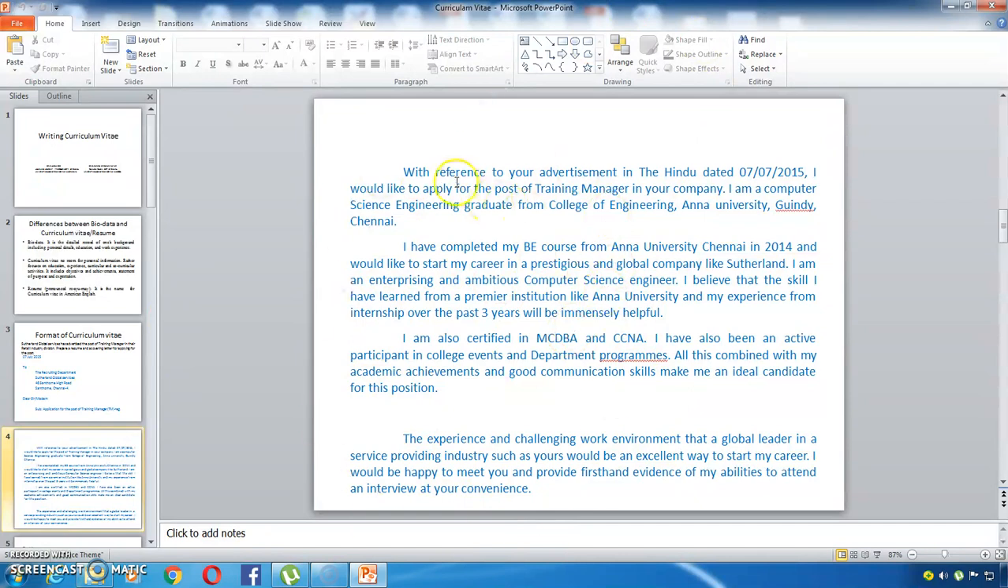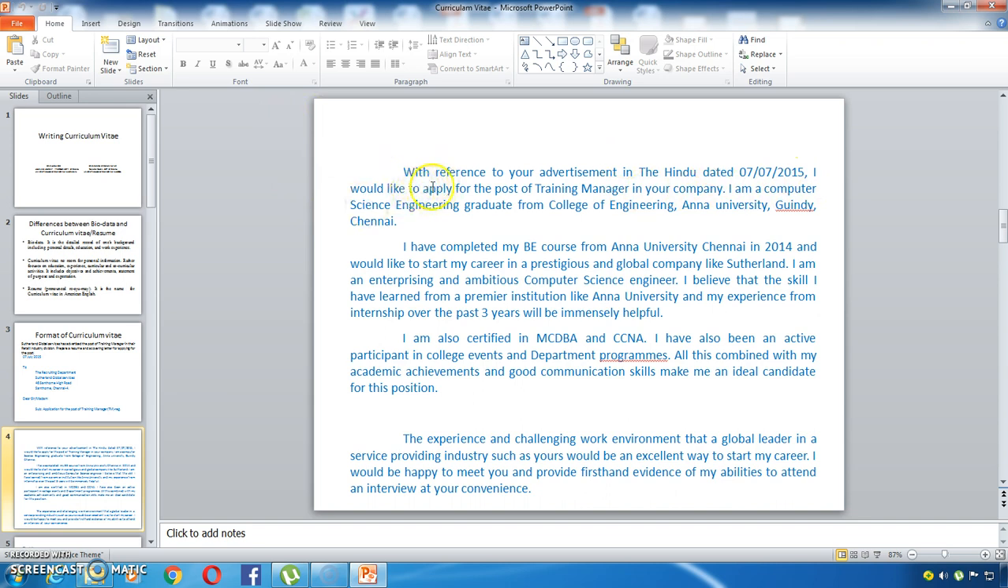So, here you are going to present about yourself, because your CV or your application letter is the first impression that you are making among the interviewers about you. So, it should be very neat and you should provide all the information that is required by them. So, here see this. The first sentence starts with reference to your advertisement in the Hindu dated 7/7/2015.